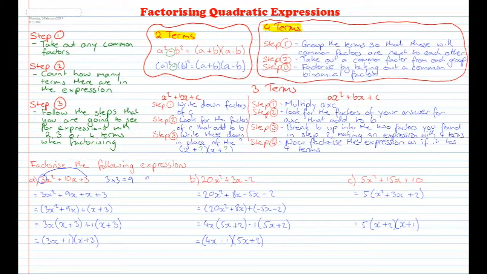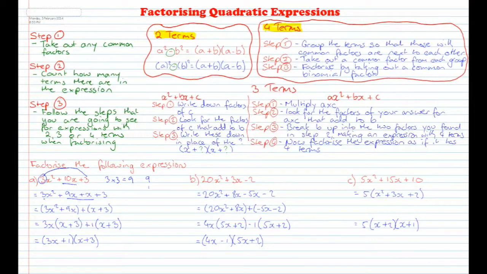Now we look for the factors of 9 that add to 10. Well, I know the factors of 9 are 9 and 1, and I know that 9 and 1 add to 10. So how I've written that out now is, instead of writing 10x, I've written 9x plus x, because 9x plus x is equal to 10x. So I've expanded the 10x and broken it down into two parts. Now that we've got four terms, we can factorise this quadratic expression as if it's four terms. So you've got 3x squared plus 9x plus x plus 3.